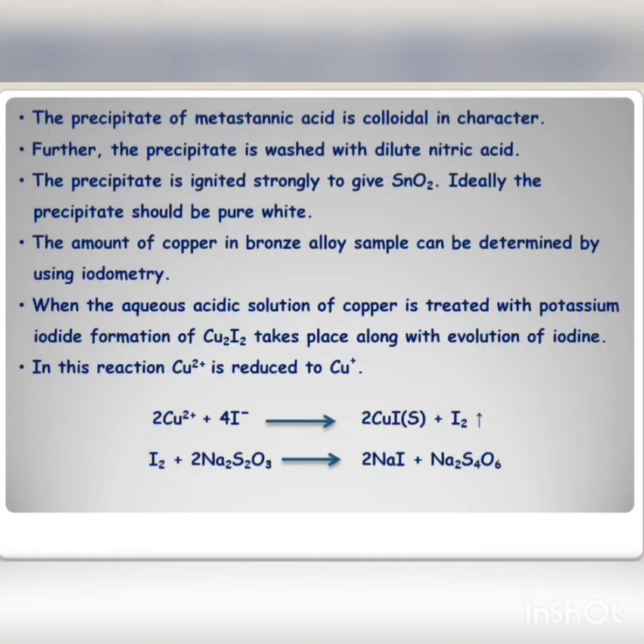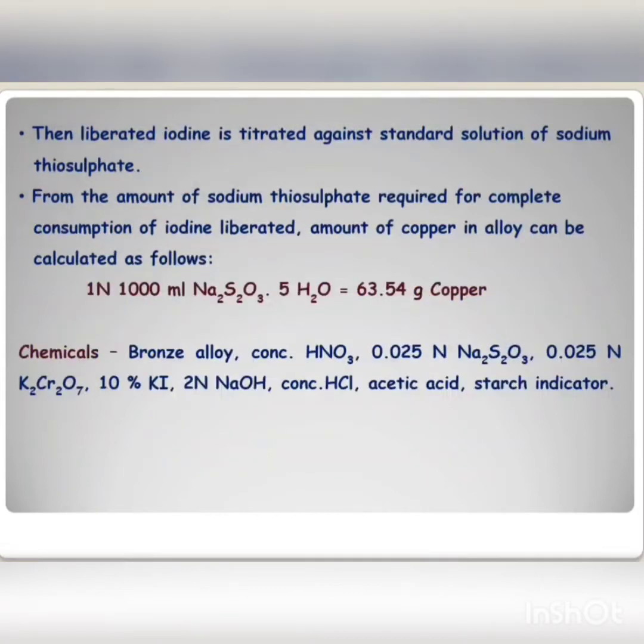Here copper 2+ ions react with iodide ions, so that copper iodide is formed and iodine is liberated, and then that liberated iodine we titrate with sodium thiosulfate, so that NaI plus Na2S4O6 is formed. So in this reaction copper 2+ is reduced to copper 1+. Now the liberated iodine is titrated with a standard solution of sodium thiosulfate.